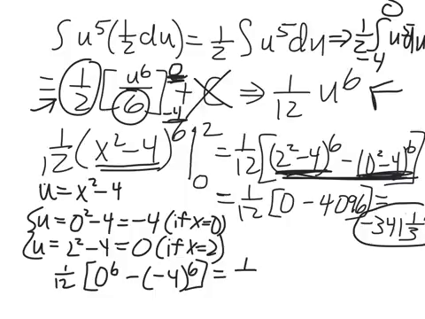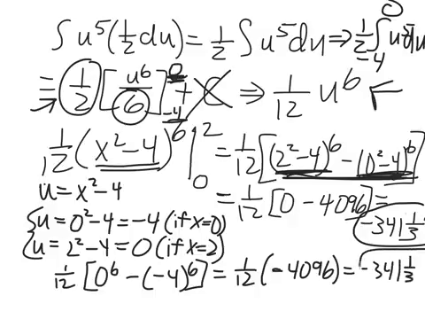So we still get the 1/12 of negative 4,096, which is still going to be the negative 341 and 1/3. Just a little bit different route to get there.